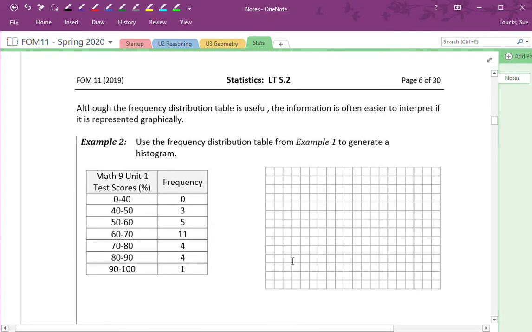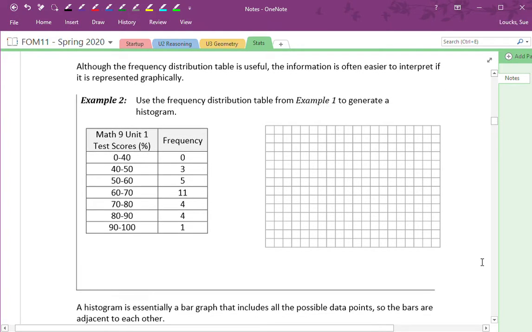Okay, although the frequency distribution table is useful, it's often easier to interpret this information if we put it into a graph. So I've just copied the table from the previous page so that you don't have to flip back and forth, and we're going to create a histogram from this. So I'm going to label this histogram of Unit 1 test scores.